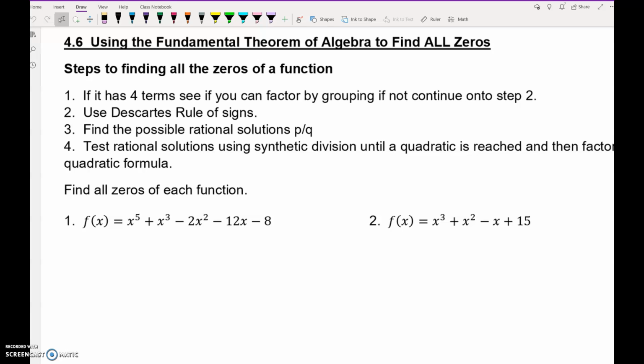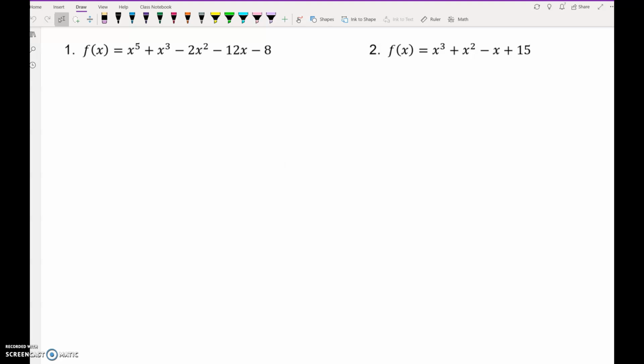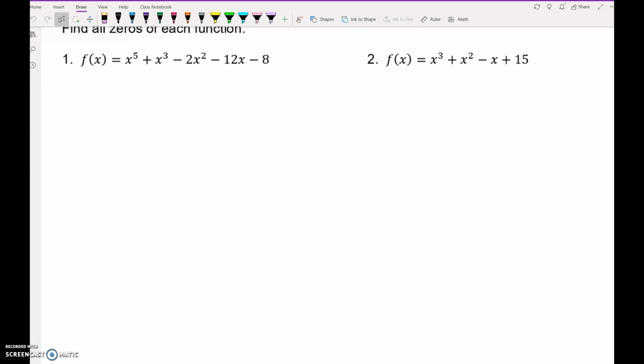Today we are going to find all of the zeros of a polynomial. Basically in section 4.5, we never had imaginary solutions. Now we might have imaginary solutions. So we're going to do basically the same thing that we've been doing. Our first step is always going to be how many solutions are there potentially going to be. This one will have the potential for 5 solutions.